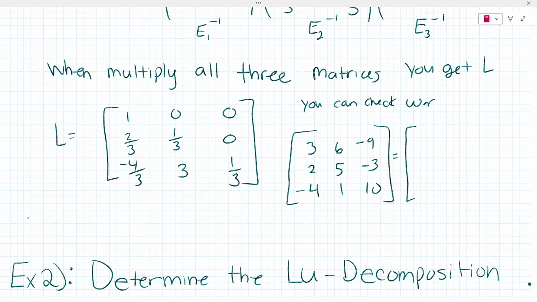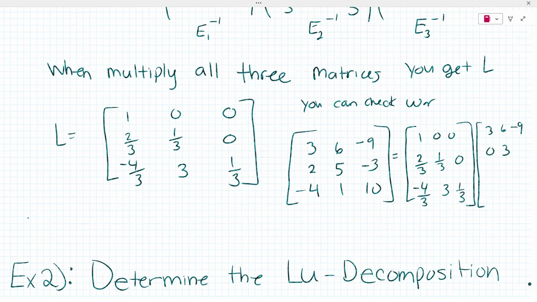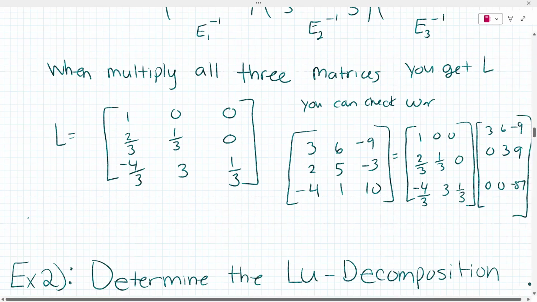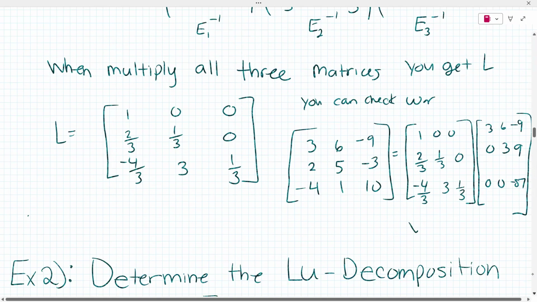So your L is this 1, 0, 0. And then your U was 3, 6, -9, 0, 3, 9, 0, 0, -87. Okay, so when you multiply these two matrices, you're going to get this. So that's how you know you did it correct. And yes, it checks out.